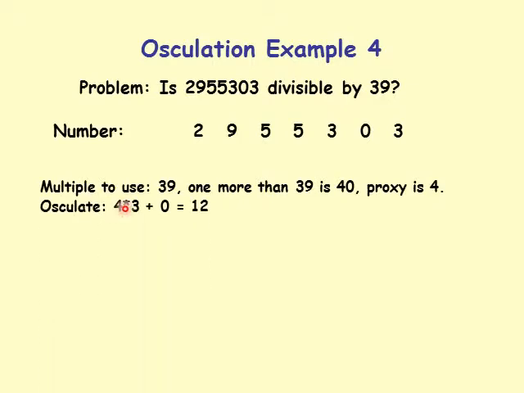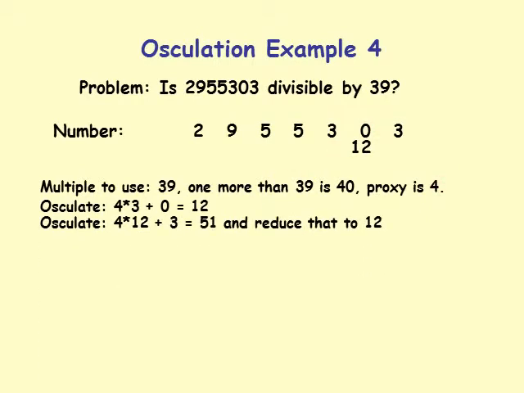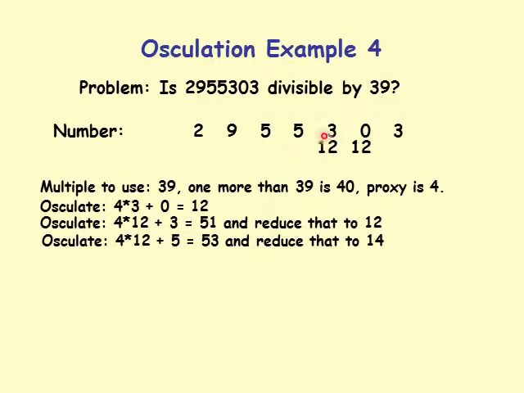So the first osculation is 3 times the proxy plus 0, 12. Now osculate again. This 12 on the right and 3 on the left. 4 times 12 plus 3 is 51. 51 is more than 39, and we reduce that to 12. Next osculation is 12 times the proxy 4 plus 5, 53. 53 is more than 39 and we subtract 39 from here, so we reduce that to 14.